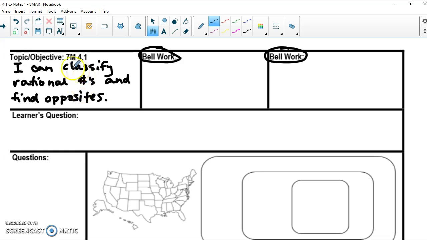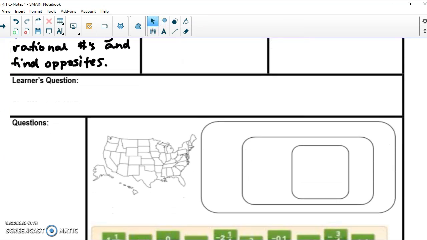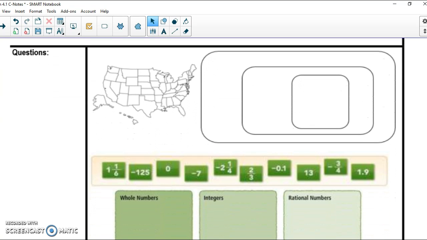So you can take your topic and our objective here and turn that into a question that could be something like, how do I classify rational numbers? Or what are the different types of rational numbers and how can I use opposites? Something like that.